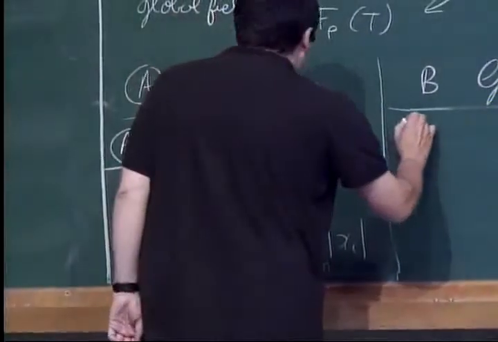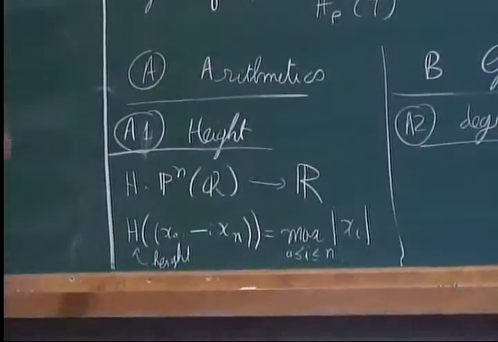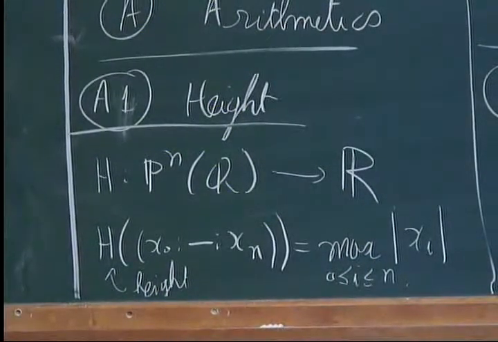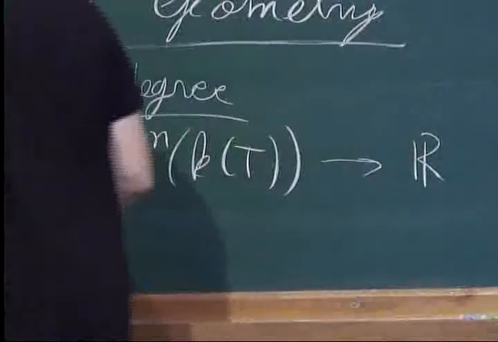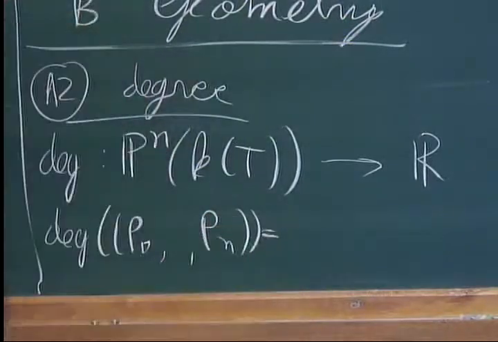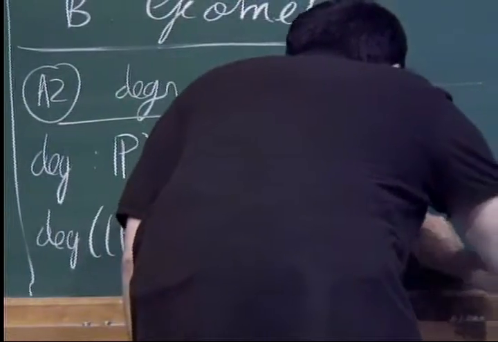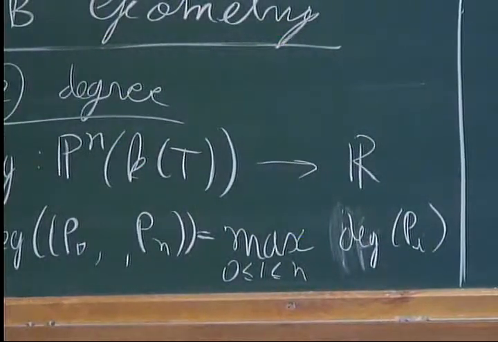So on the geometry side, the traditional terminology is degree. I'm sorry, I'm switching back and forth between the blackboards, which is not so good for the cameras. Anyway, on the other side, I have the notion of degree, which can be defined in a very similar way, namely, a function from the projective space over k of t to R, defined by the degree of (P0, ..., Pn) is equal to the maximum of the degrees of the Pi, if P0, ..., Pn are coprime polynomials.